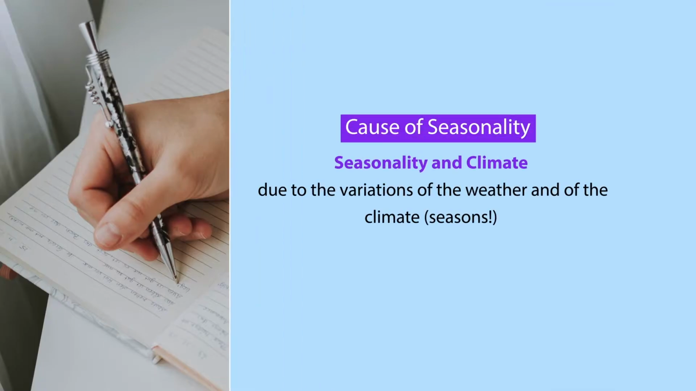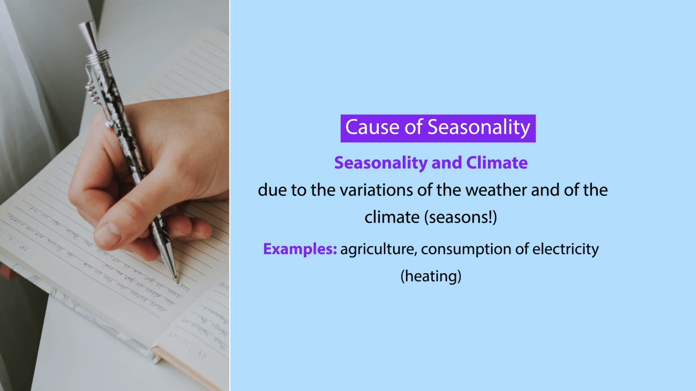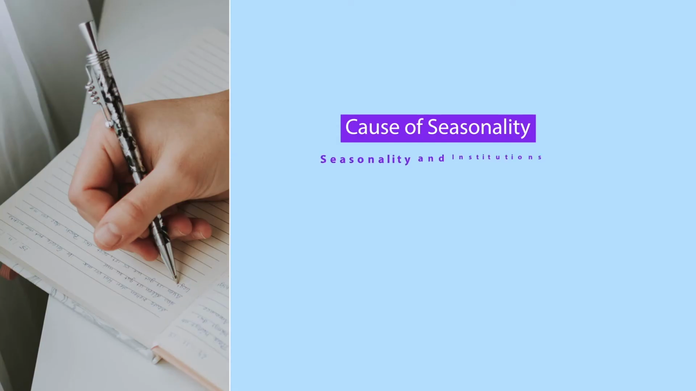Seasonality in climate is due to variations of the weather and of the climate. For example, agriculture, consumption of electricity, heating. When summer comes, there is more consumption of AC or refrigerators. So these are considered to be seasonal or climatic changes.